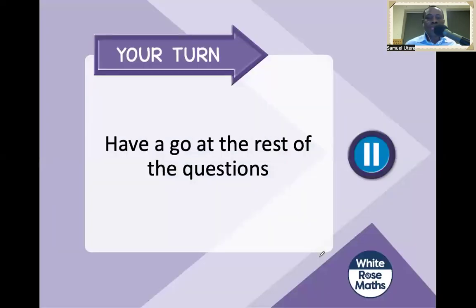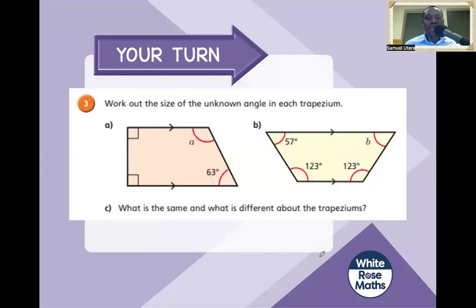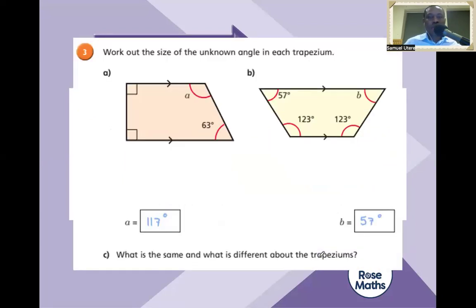It's now time for you to practice what you've learned. Pause the video and answer question 3 in 2 minutes. Assuming you've paused the video and you've answered question 3, here are the answers. Let's discuss them. For question 3a, you were asked to work out A and B. You were asked to work out the unknown angle in each trapezium. You know these are 90 degrees angles, so I'm just going to write the solutions, and then you can use a calculator to check that the answers are actually what they are.